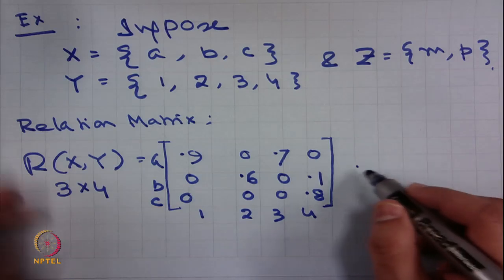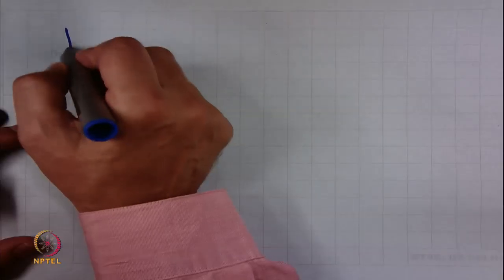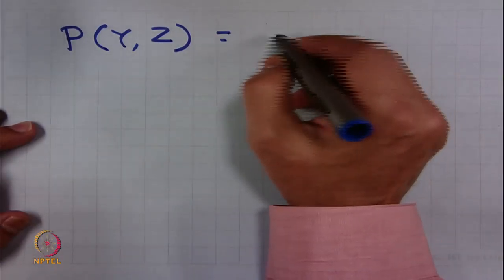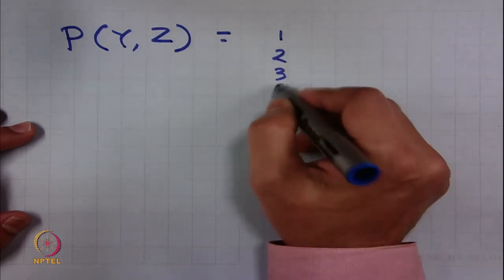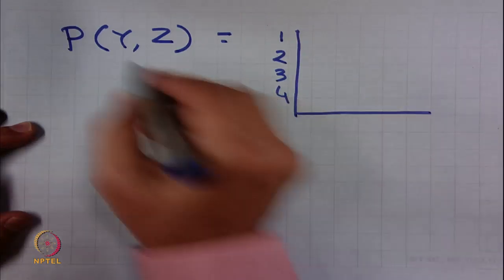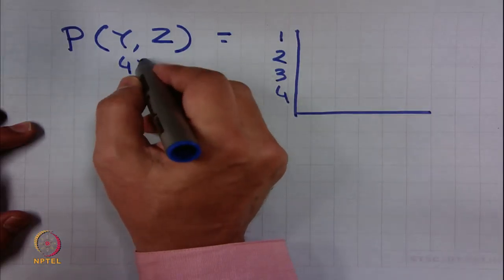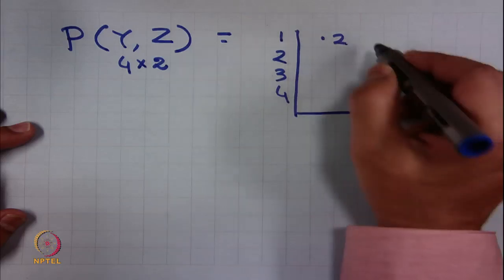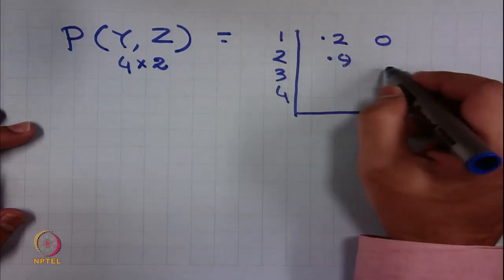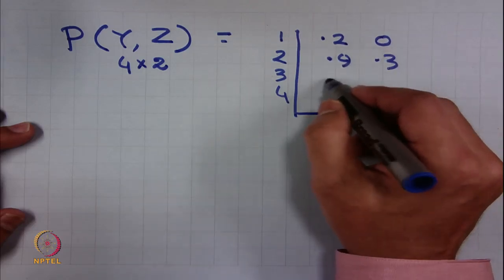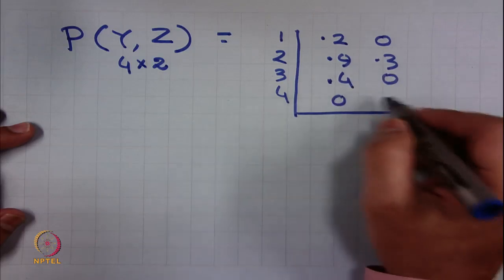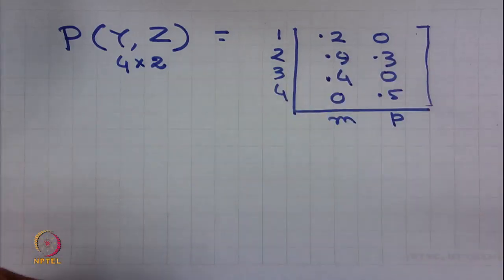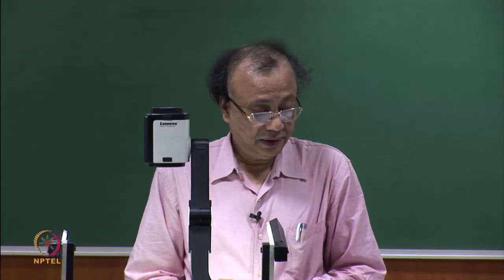And then we can have another relation. So, let me call it P(Y, Z), and let us define it as follows. There are 4 elements in Y, and there are only 2 elements in Z. So, the matrix is going to be 4 cross 2, and suppose the values are 0.2, 0, 0.9, 0.3, 0.4, 0 and 0.5. These correspond to M and P. So, this is the matrix that gives us the fuzzy relationship between Y and Z.